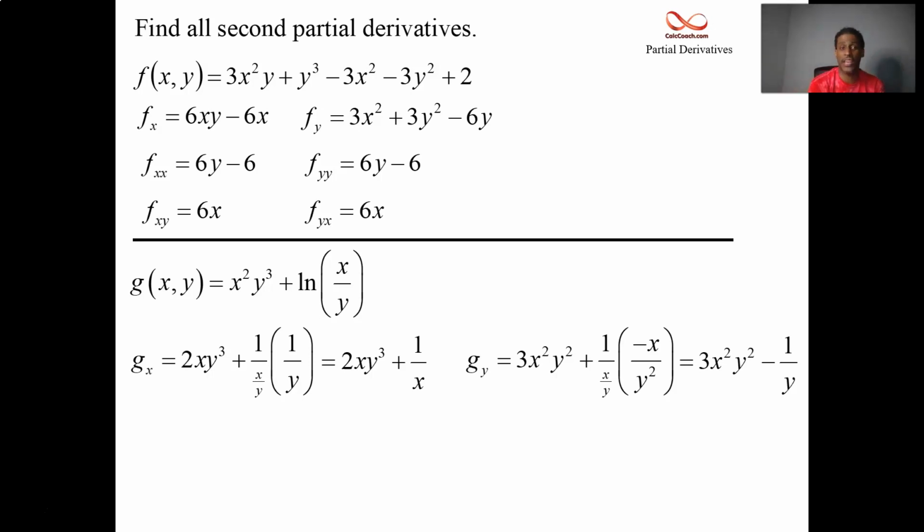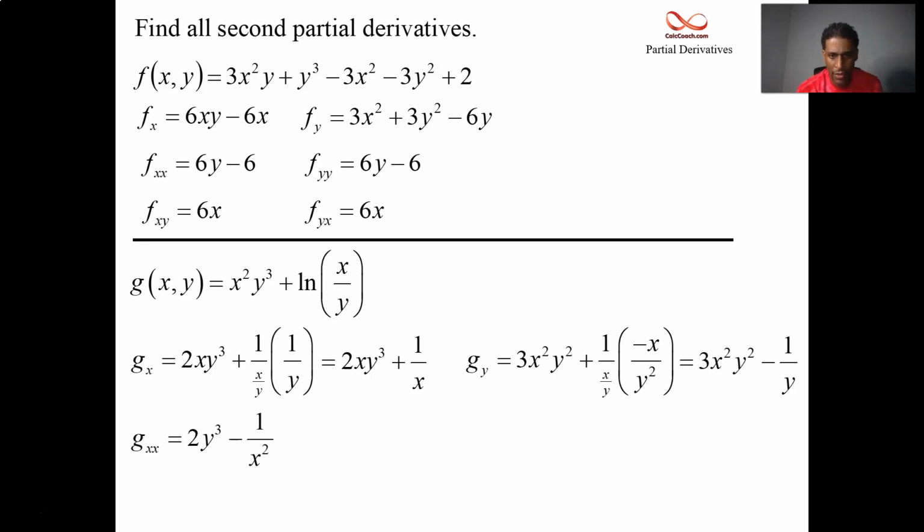This question is about your second partials. So let's do the double x. You're looking at the simplified version of the x partial. Now take another derivative with respect to x. So 2xy cubed's x derivative is just 2y cubed. And then 1 over x's x derivative is negative 1 over y, x squared.